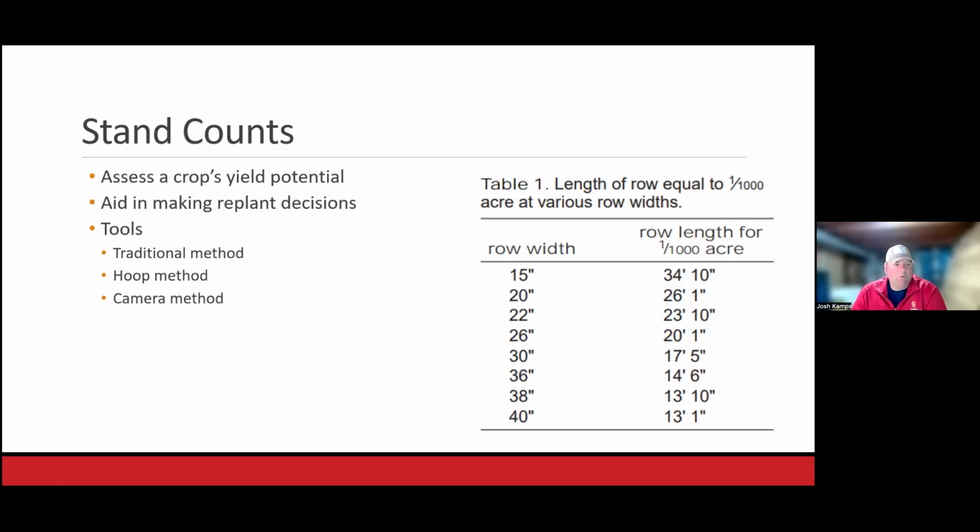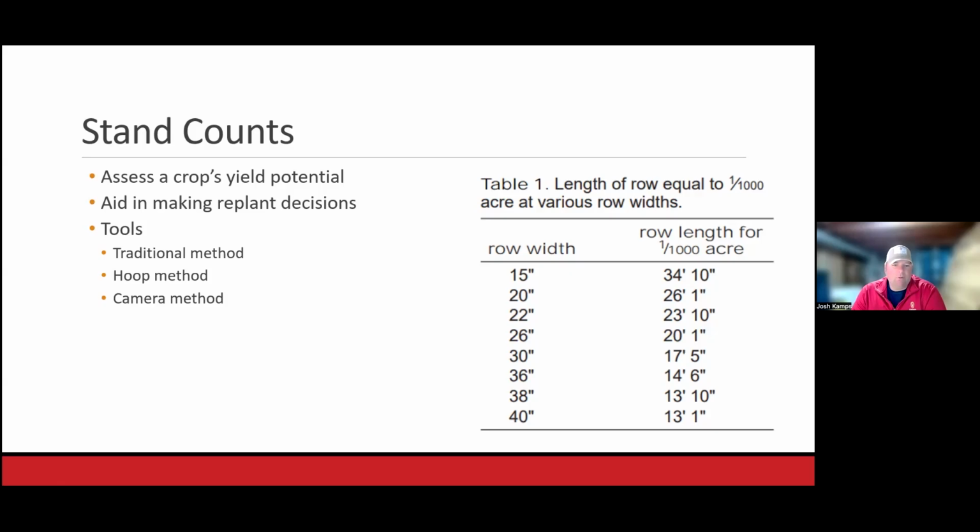And then there are some tools that we might use. I have them broken out here by these three titles: a traditional method, a hoop method, or a camera method. You'll need some basic information when you go to the field to take these stand counts, and it goes back to how we're measuring 1/1000th of an acre. It depends on the row width. You can see a table there out of one of our replanting guides that Dr. Joe Lauer put together. But this is that basic information.